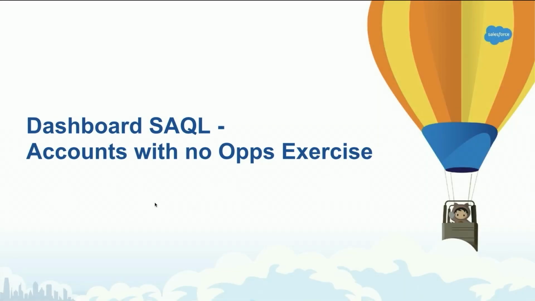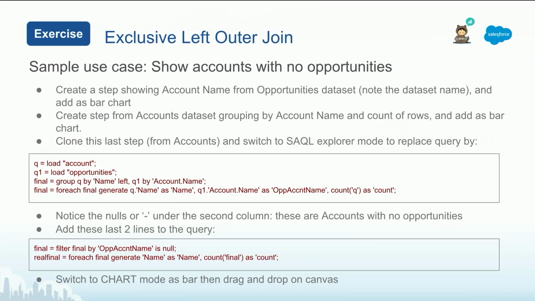Now, one more use case, sort of an exclusive left outer join. Again, the reason is, as I explained, it's not really a proper join, but it is a way, for example, to answer very common asks like, show me all accounts without opportunities. Show me all accounts without cases or activities or something like that.